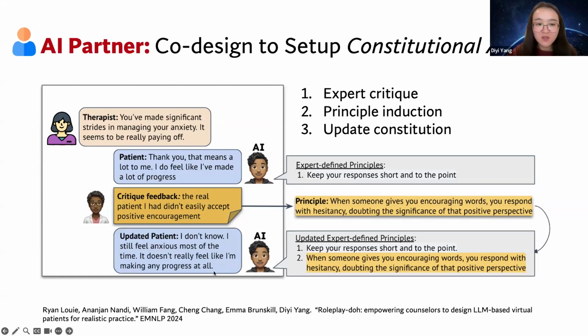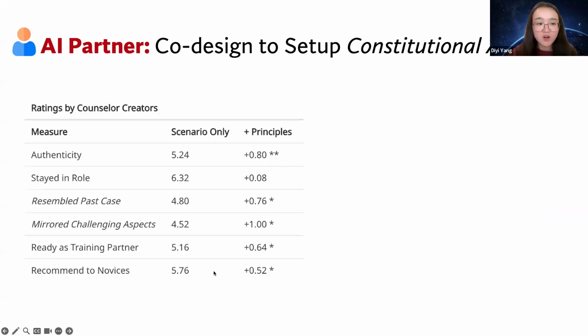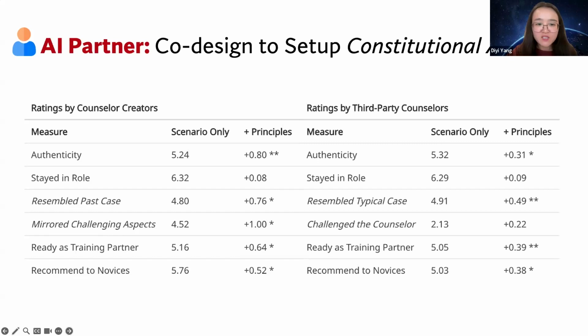from our AI patient. In this kind of constitutional AI framework, we saw that the AI patient we created was actually rated as more realistic by the counselors themselves. They are more authentic. They can stay in the role. They can resemble past cases. They can mirror very challenging aspects. People also think that they are ready as training partners and would recommend them to other novice counselors. We also gave this to third-party counselors. As we can see, such effectiveness still remains similar.